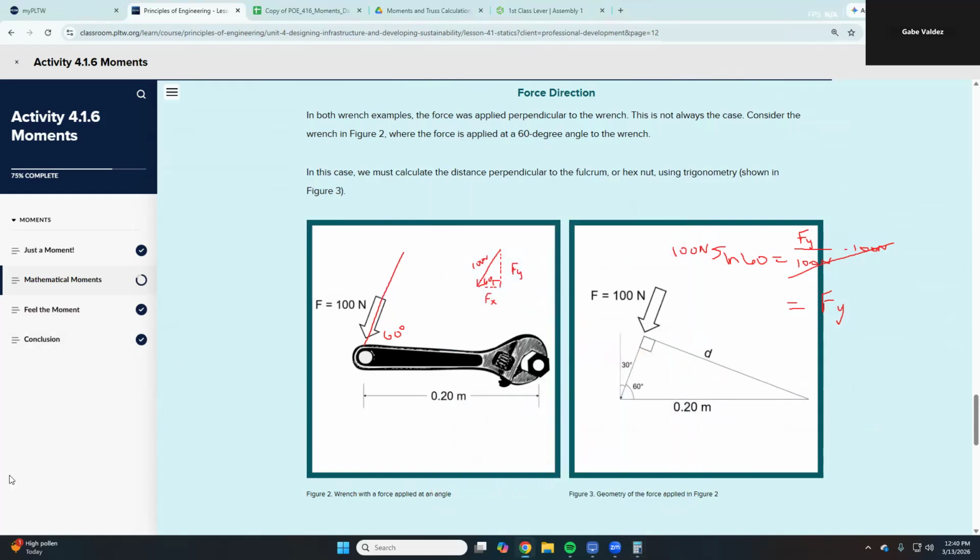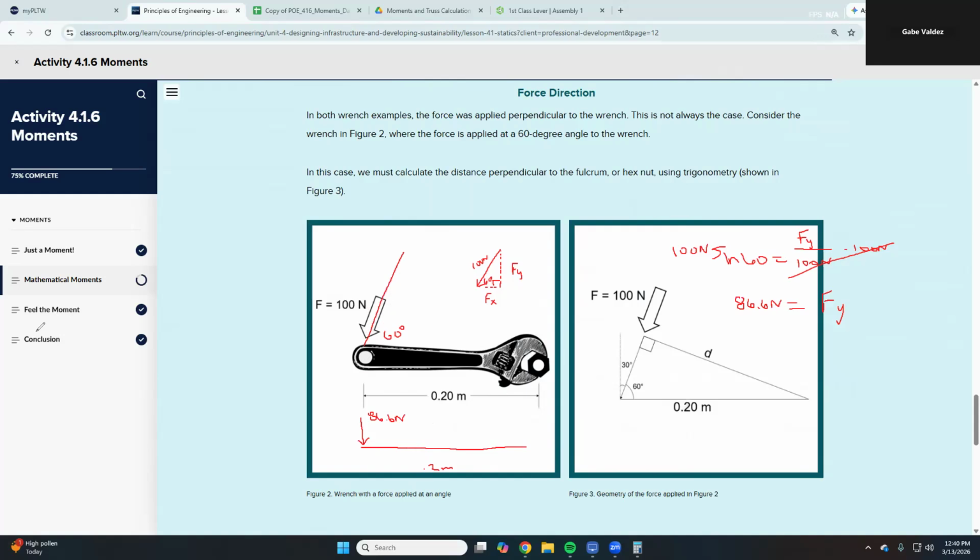So my y component that causes that turning effect is 86.6 newtons. And so that's the y component that actually causes the rotation. So my distance is 0.2 meters. The y component of the force that causes that turning effect is 86.6 newtons. And so the moment generated by this 100 Newton force that's at an angle is going to be equal to 86.6 newtons times 0.2 meters.